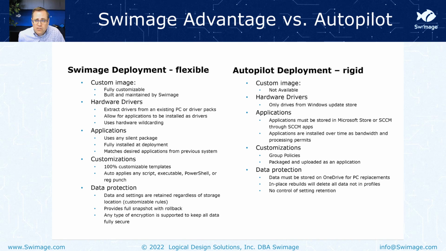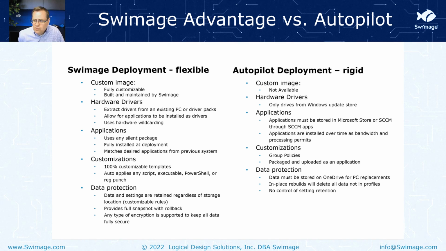And it's very bandwidth restrictive. So you have to have pretty high bandwidth to get those applications installed. And it could take a long time before applications are actually installed on a machine after the user logs in, which becomes a problem for the zero trust process, because you could have a very long wait period with Autopilot before that machine actually becomes secure and compliant. Whereas Swimage, that machine's compliant before the user even logs in for the first time.